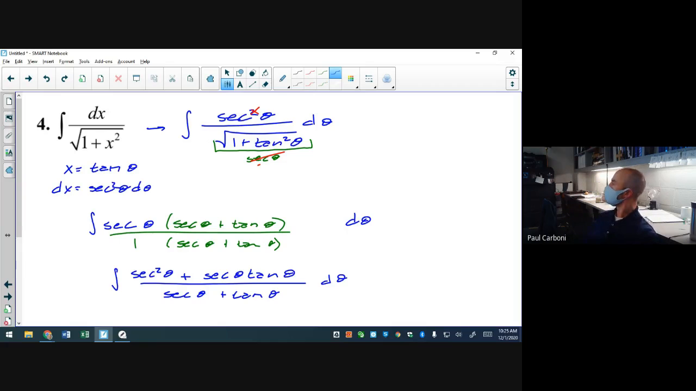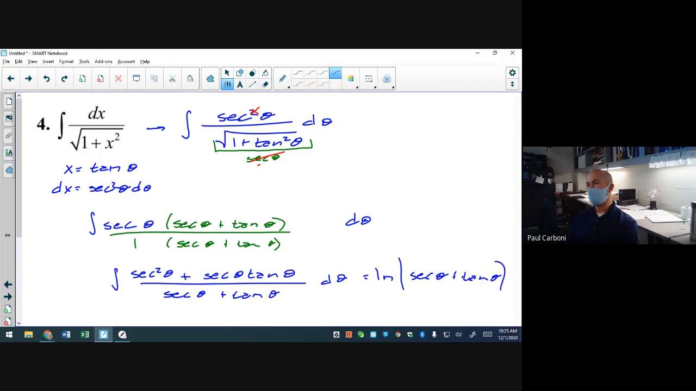Why? It's a fraction. Every time I have an antiderivative that's a fraction, I always look for one thing first, because it takes about a second to think about it. Is the top the derivative of the bottom? Because if it is, that's a natural log. It is. Derivative of tangent is secant squared, derivative of secant is secant tangent. Therefore, the antiderivative of secant theta is just the natural log of secant theta plus tangent theta.